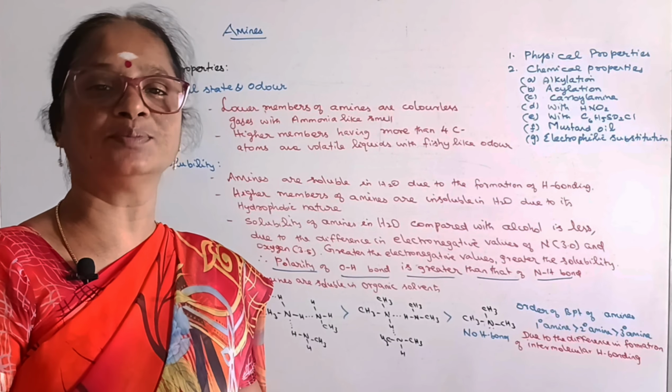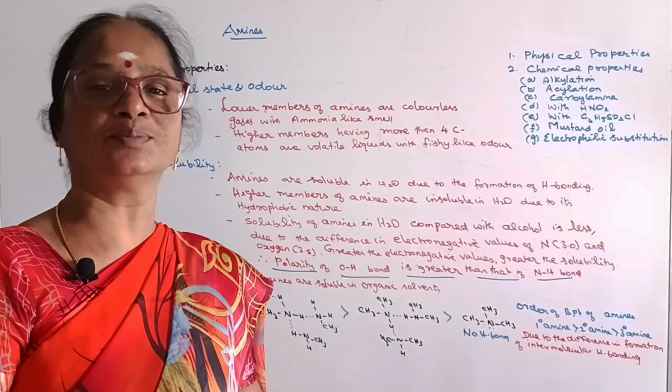So this is the reason: the oxygen atom of alcohol has an electronegativity of 3.5, which is much greater compared to nitrogen, and hence the strength of the hydrogen bond between alcohol and water is much stronger compared to that of amine with water. So the solubility of alcohol in water is greater than that of amines. This is because the hydrogen bond formation between alcohol and water is much stronger due to its higher electronegativity compared to amines.